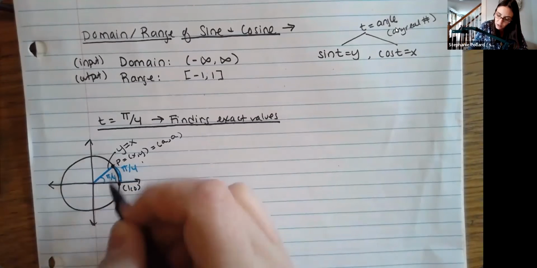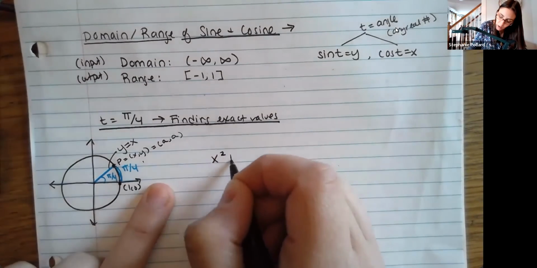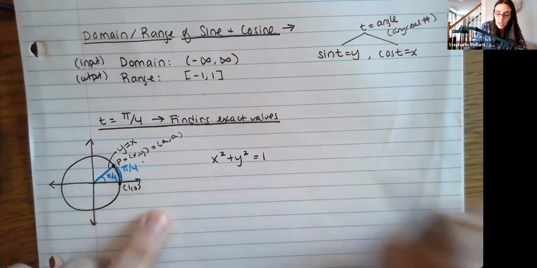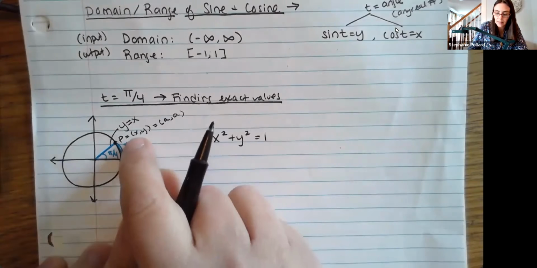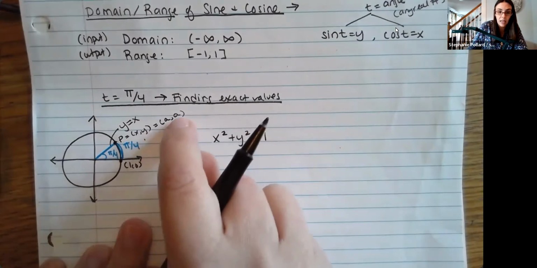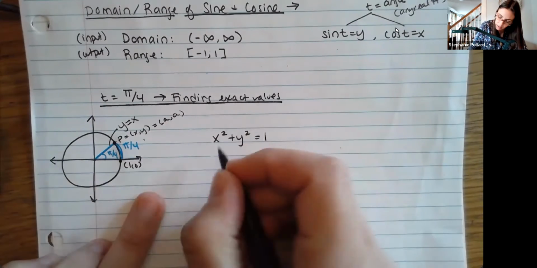Now, your equation for your unit circle is x squared plus y squared equals 1. And I do know that my value is the same in either case, whatever it is, the x and y are the same, we'll call it a.